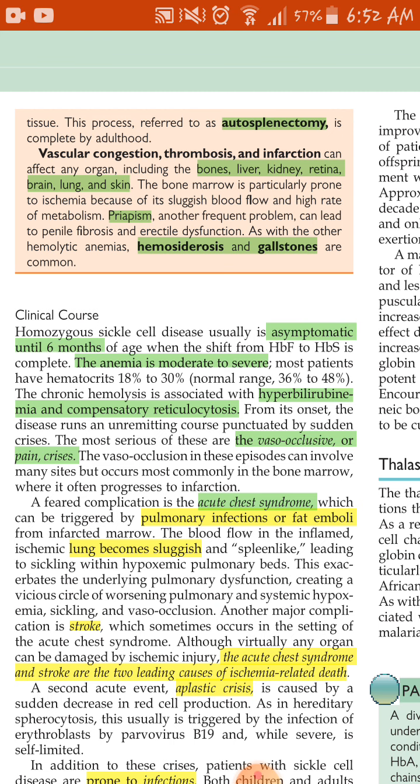Then when there is excessive breakdown of red blood cells, there is an increase in the concentration of unconjugated bilirubin, and this unconjugated bilirubin is converted into conjugated bilirubin. So this bilirubin can accumulate in the gallbladder, and it can result in the formation of gallstones, which are basically calcium bilirubinate stones.